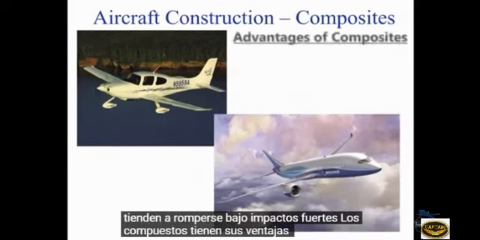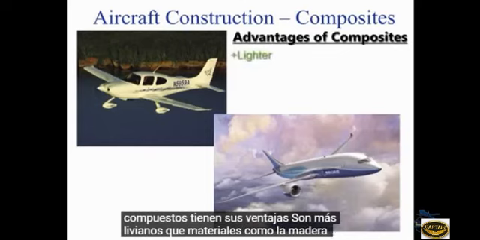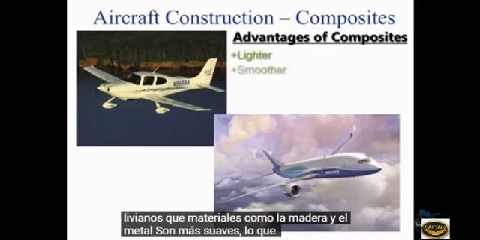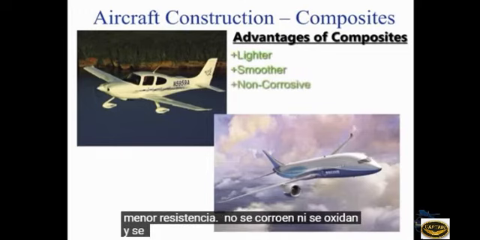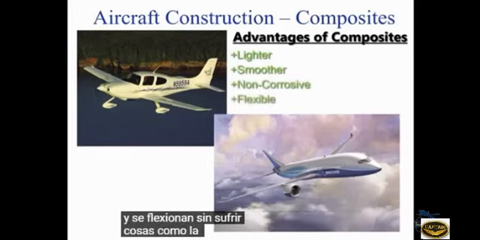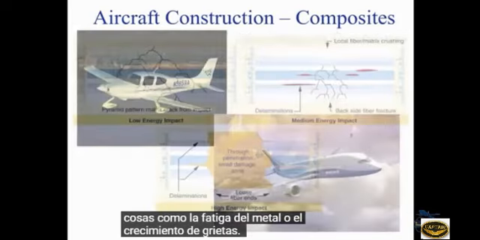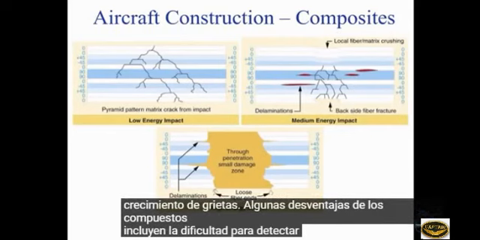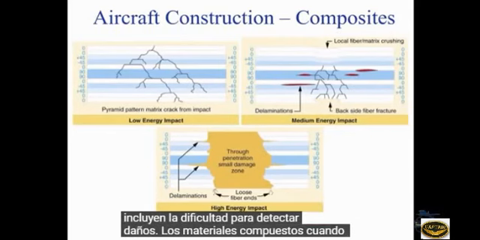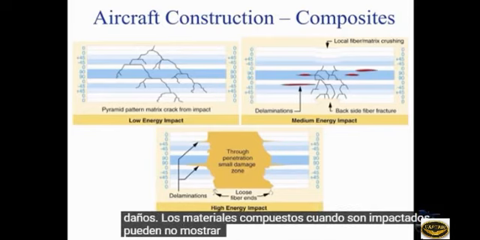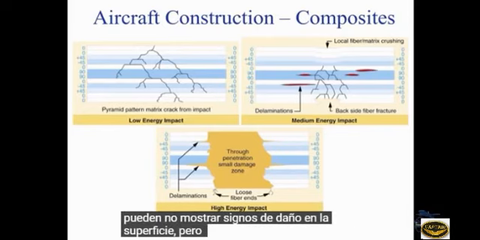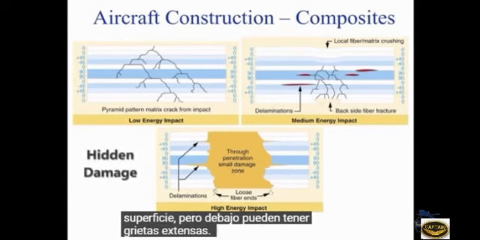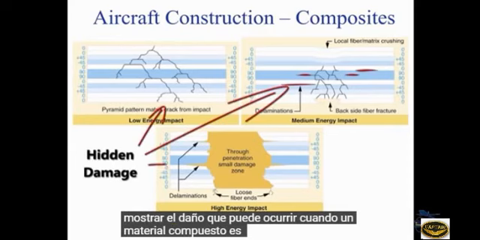Composites have their advantages. They are lighter than materials like wood and metal. They are smoother, which allows for less drag. They do not corrode or rust, and they flex without suffering from things like metal fatigue or crack growth. Some disadvantages of composites include the difficulty in spotting damage. Composite materials, when impacted, may show no signs of damage on the surface, but underneath they may have extensive cracking. The above pictures show damage that can happen when a composite material is impacted.